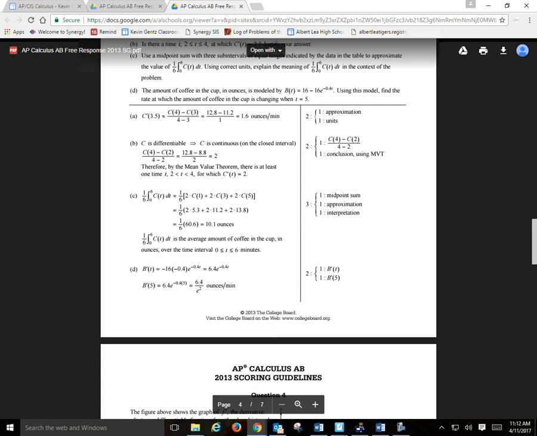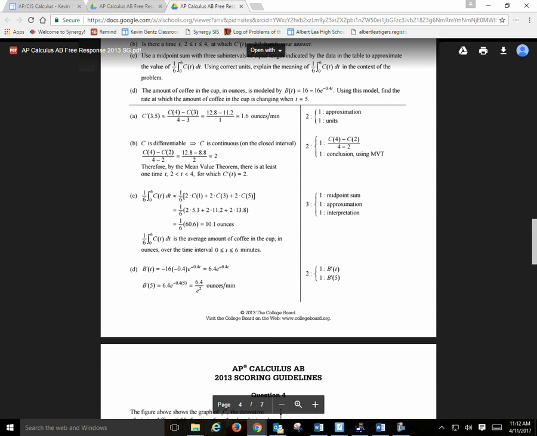And then here you get 1 point for finding b prime of t, which we said was 6.4e to the negative 0.4t, and then 1 point for plugging in the 5, and you do have to give the correct label. Anytime they give the label, you must do that in order to get the entire point. If you don't get 9 out of 9 every time, it's okay. It would be abnormal to get 9 out of 9 every single time.